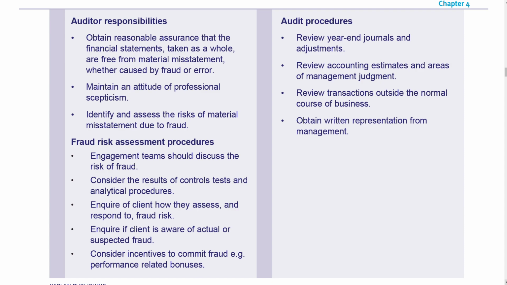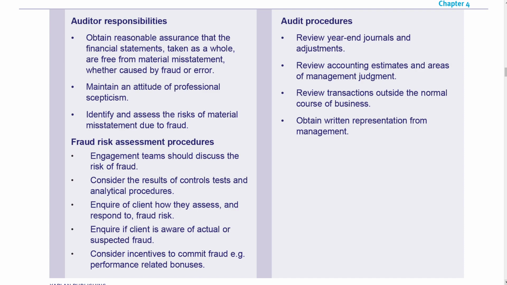Next, consider the results of control tests and analytical procedures. Inquire of client how they assess and respond to fraud risk. You have to ask the client how they are responding to that fraud risk, how they are assessing the fraud risk. Inquire if client is aware of actual or suspected fraud. Is your client aware? Next, consider incentives to commit fraud. Example, performance related bonuses.